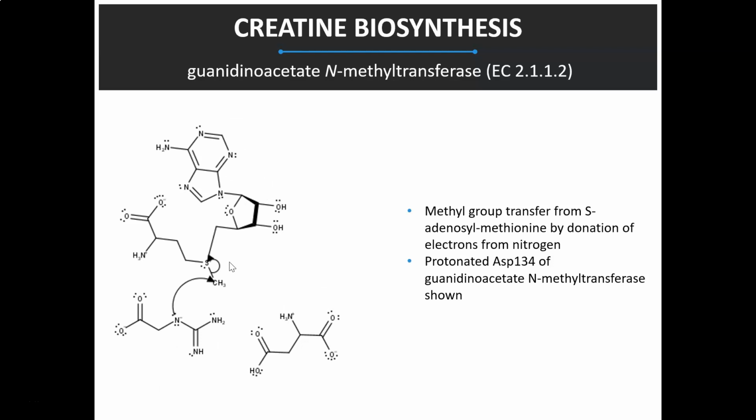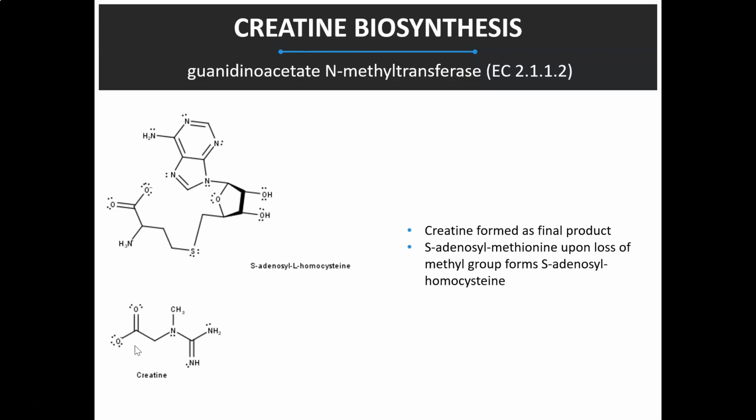Next is an important function of S-adenosylmethionine, or SAM. For the unaware, SAM is a widely used methyl group donor. As such, guanidino acetate undergoes methylation by action of the electrons on the nitrogen that was subjected to the proton abstraction. As a result of the loss of the methyl group, SAM becomes S-adenosylhomocysteine, and importantly, creatine is formed.